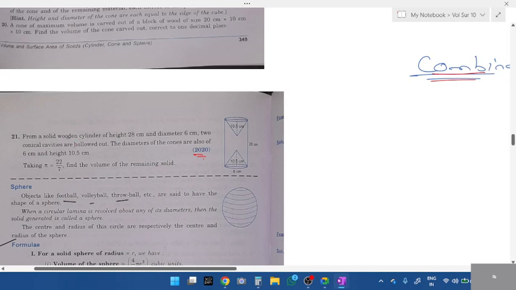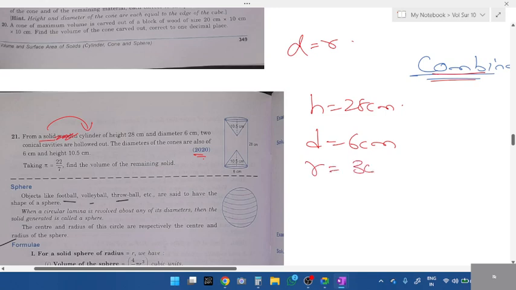From the solid wooden cylinder, it is a solid cylinder, student. Just ignore this word wooden. In a solid cylinder of height 28 centimeters, diameter is equal to 6 centimeters. When it comes to solid cylinder or cone, diameter is not required. We just need radius. If diameter is 6, radius is equal to 6 divided by 2, 3 centimeters.